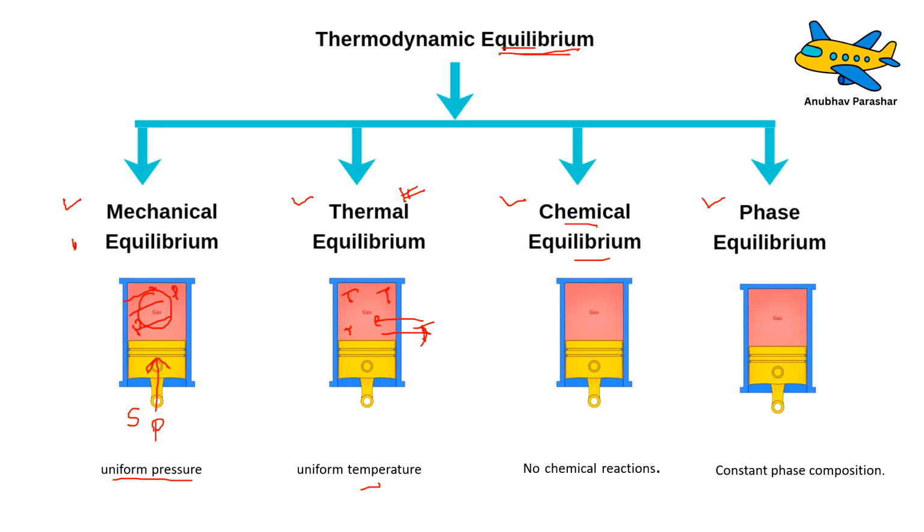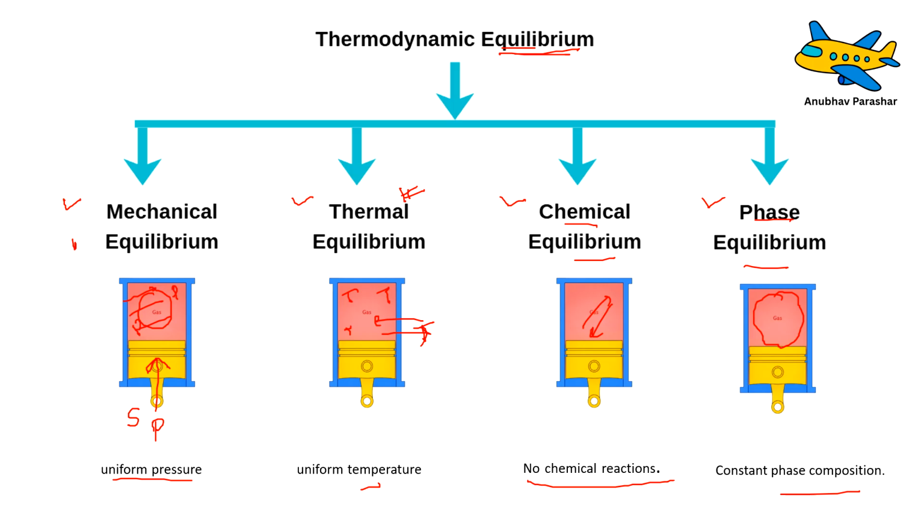Similarly, we must have chemical equilibrium, which means there should not be any chemical reactions going on inside the system, and also there should be phase equilibrium, which means that there should be a constant phase within the system. What do I mean by constant phase?